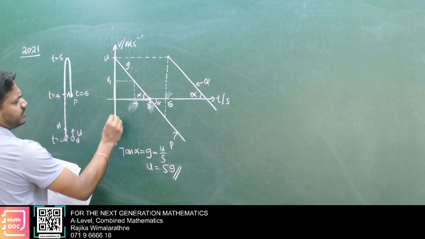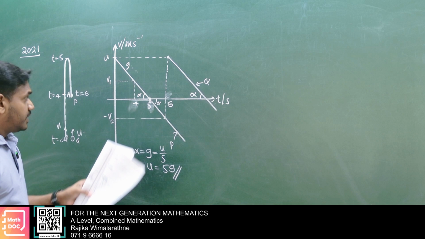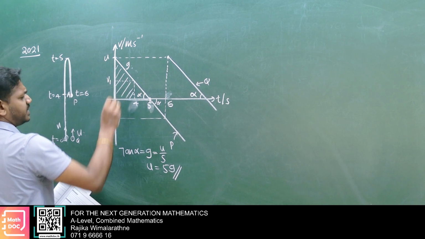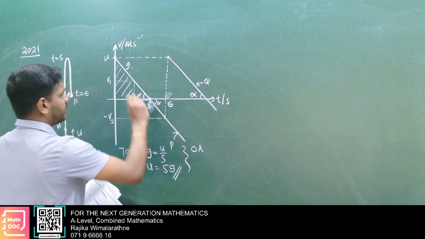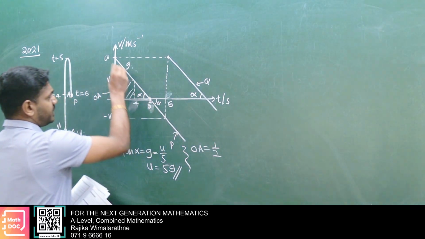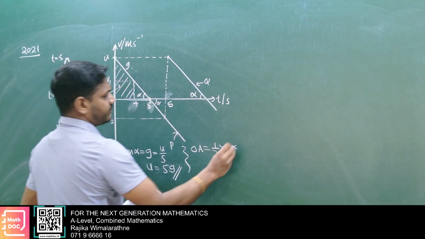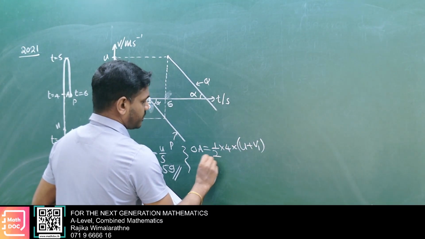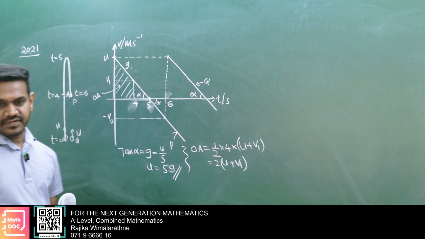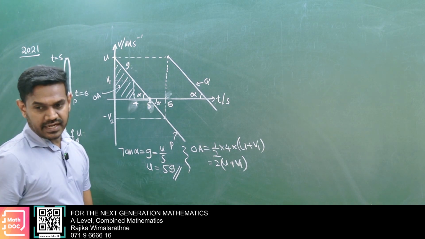Take here v1, take here minus v2. Then this displacement OA, this is OA, the shaded area. OA is the trapezium area: half into 4 into (u plus v1). Then further you find v1, then again write the tan alpha relation.